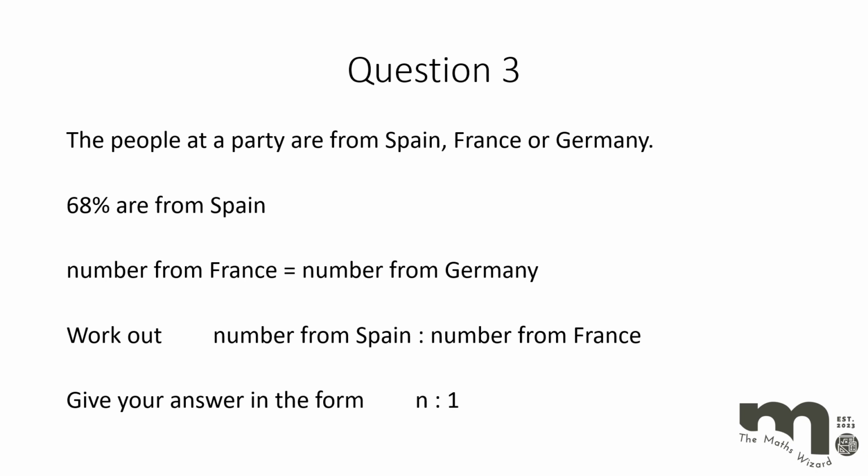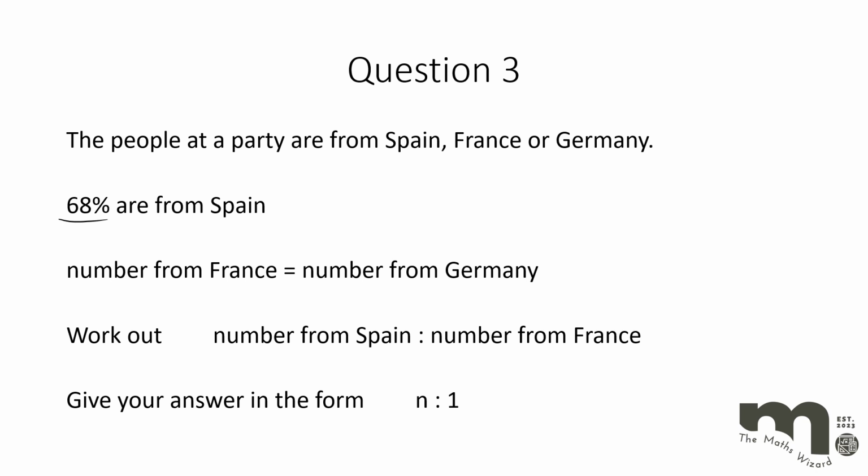Okay, so if we take a little look at this step by step then. People at a party are from one of these 3 countries, Spain, France or Germany. We know that the majority of people are from Spain, so 68%. And then we know that the number of people from France is the same as the number of people from Germany. So if you had 10 people from France, there would be 10 people from Germany as well. What we want in the ratio is the number from Spain compared to the number from France.